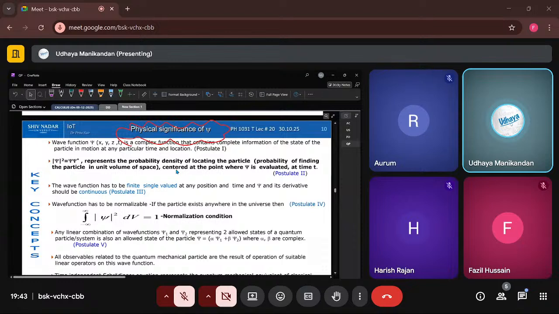So we define the wave function; the first derivative should also exist. And it should be square integrable. Very important. Square integrable. You search the wave function throughout the universe.